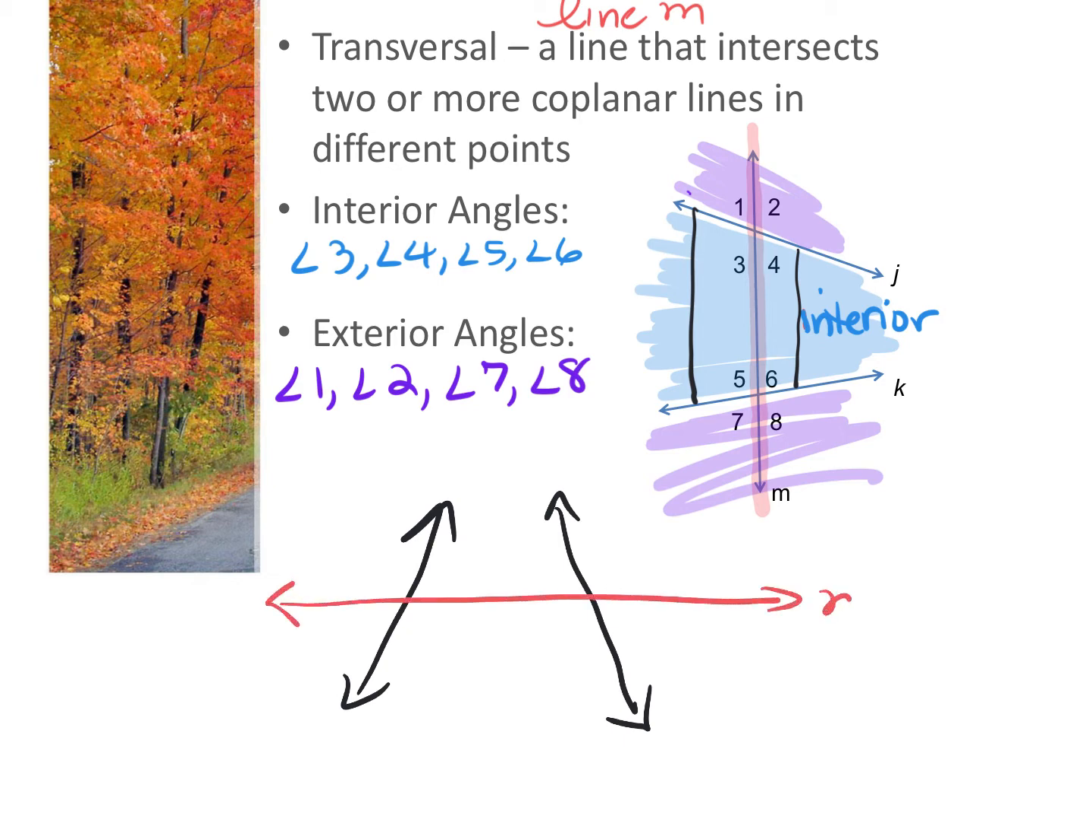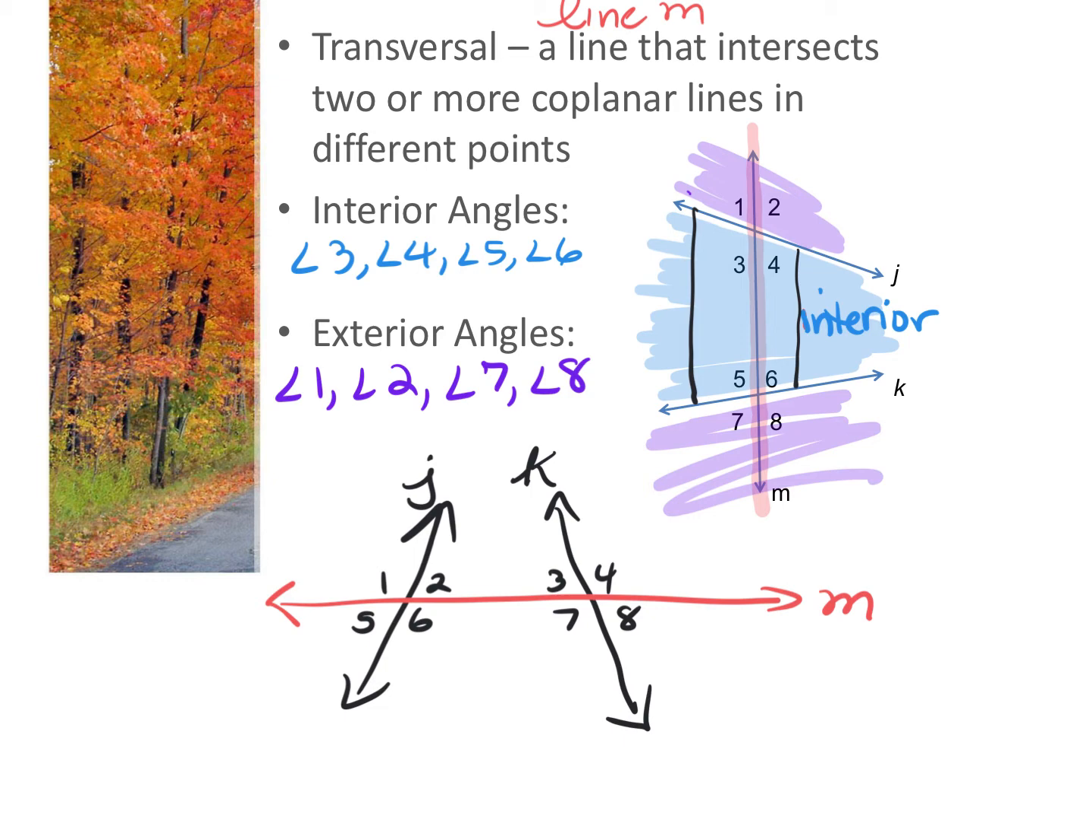So this would be M, and then my 2 lines J and K. And again, it's going to create 8 angles. So I have 1, 2, 3, 4. It doesn't matter how you number your picture. I'm numbering it differently so that way I can get a list of different interior angles. Every picture will be different depending on the diagram that's provided.